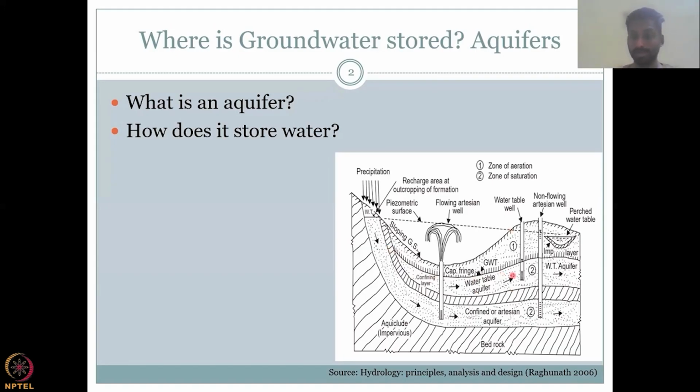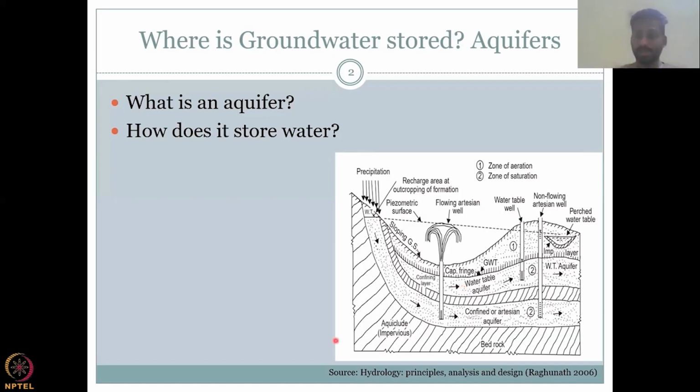So you have two zones here. Basically, it's one zone, but because the soil is half full of water in the first zone, it is called the zone of aeration. In the second zone, it is full of water. Okay, and this imaginary line that connects all the water level is called the water table. And the zone where all the pore space is full of water is called the zone of saturation.